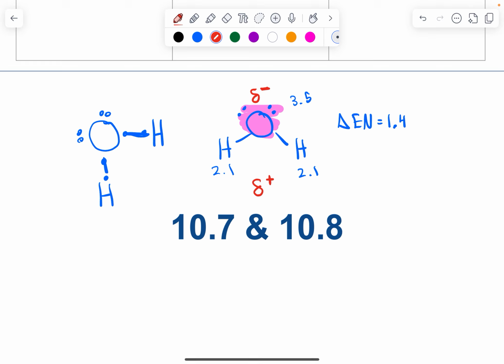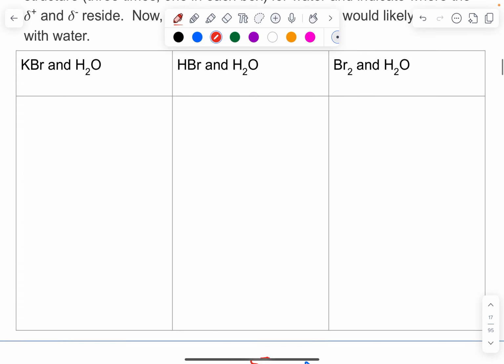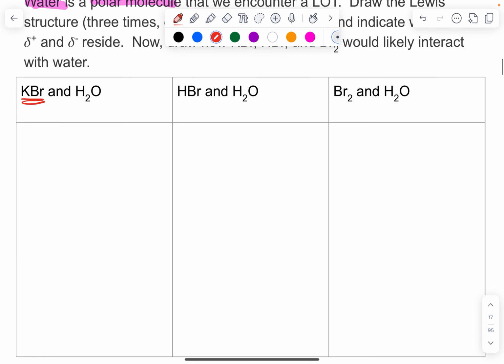Okay? It has a slight negative charge. And what do we know about positives and negatives? They attract each other. Okay? So let's look at this first one here, KBr and H2O.